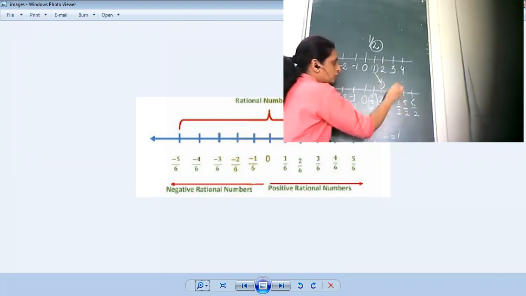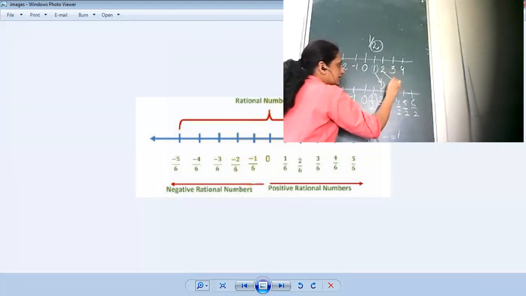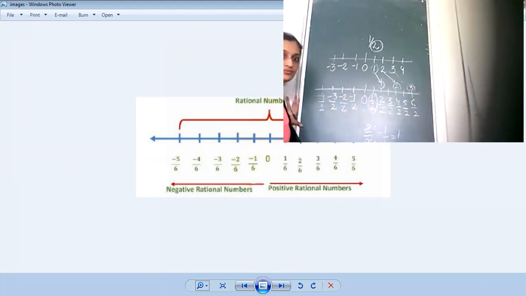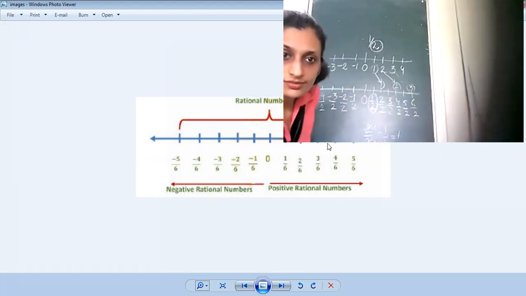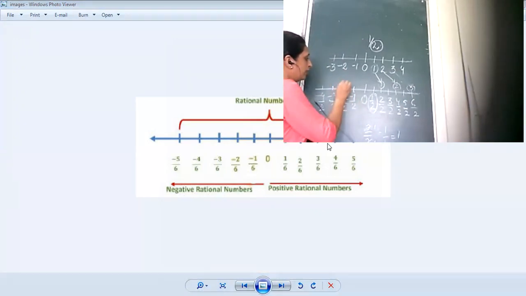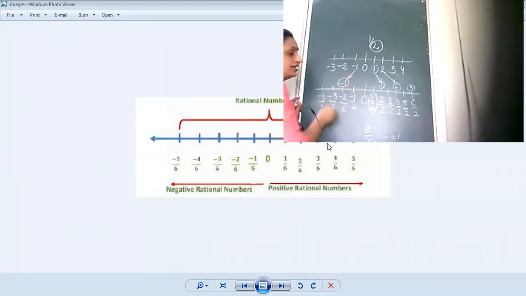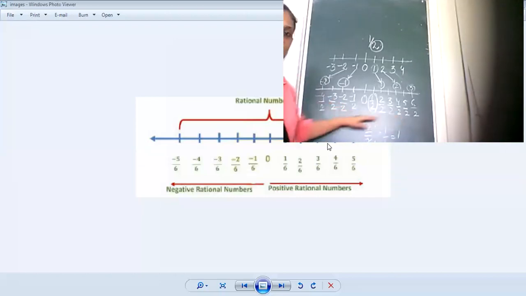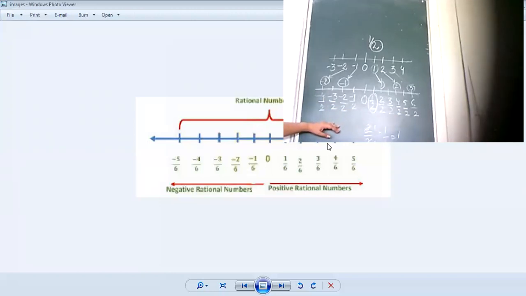When it is 4 by 2, so 2 is like that. 6 by 2, that is 3 here. 2 3s are 6. Same in case of negative also. Minus 2 by 2 will be represented as minus 1 like that. Minus 4 by 2 will be represented as minus 2 like that. So this is a rational number on a number line. This side all the positive rational numbers, this side all the negative rational numbers are there.